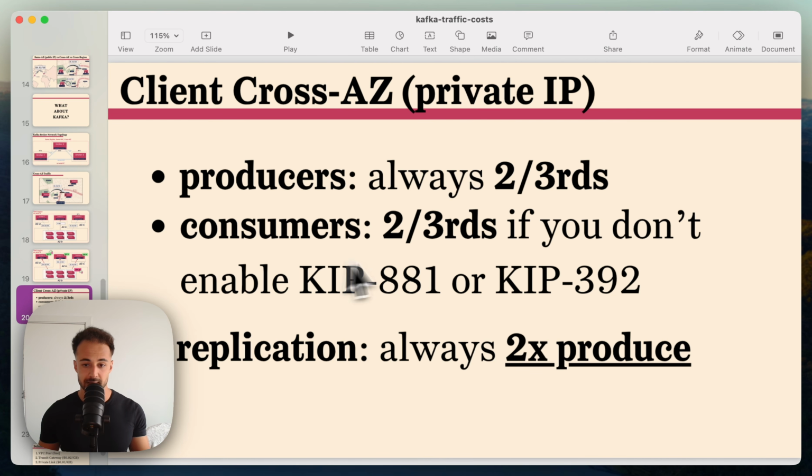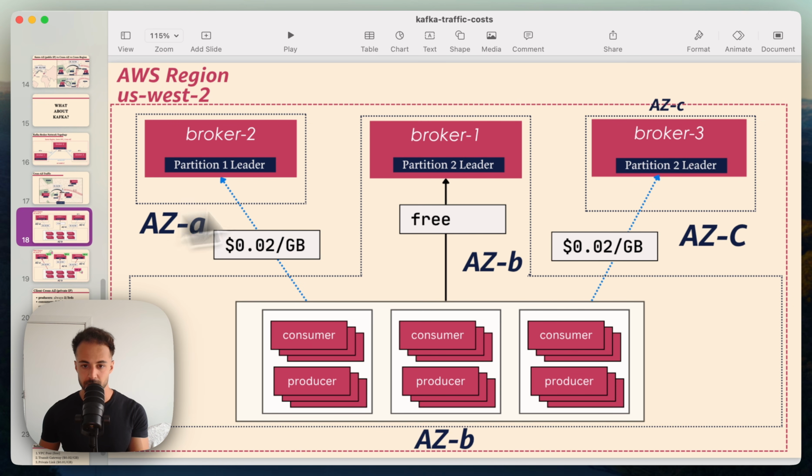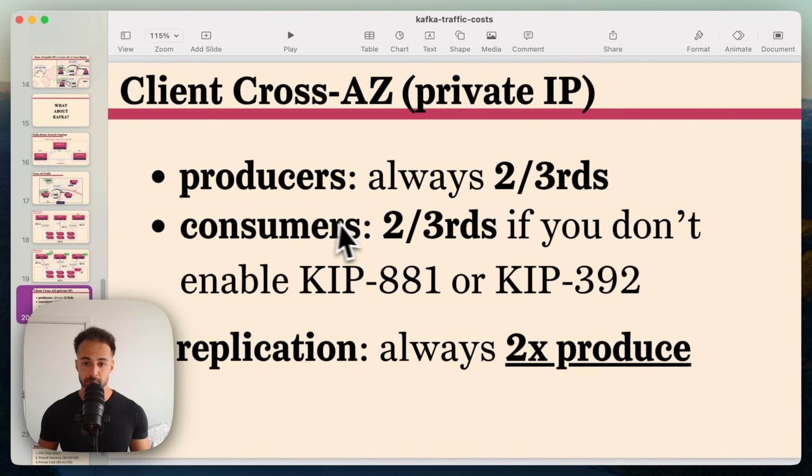And that's why KIPs like this are so important, to make consumers read from the same zone. I don't have it visualized here, but you can make consumers read only from brokers in the same zone. That's why these KIPs are so important. But if you can't enable the private IP connectivity, those KIPs are useless because you're still going to pay costs.